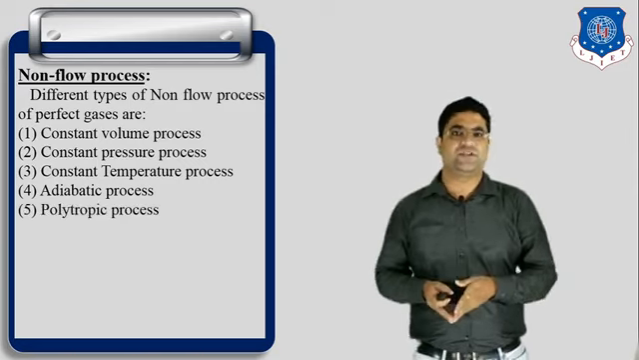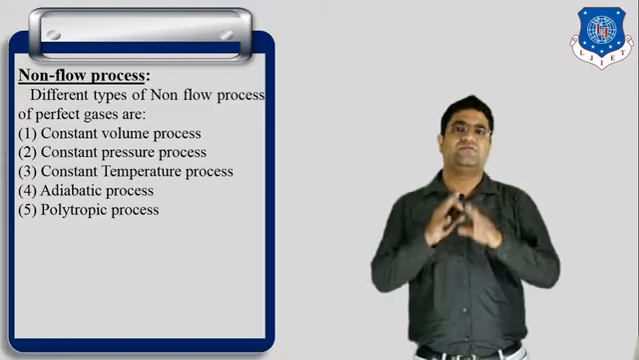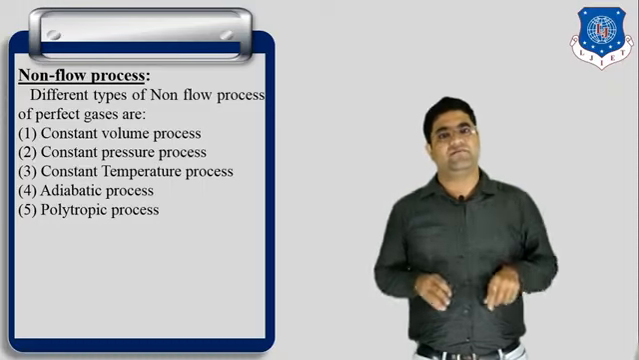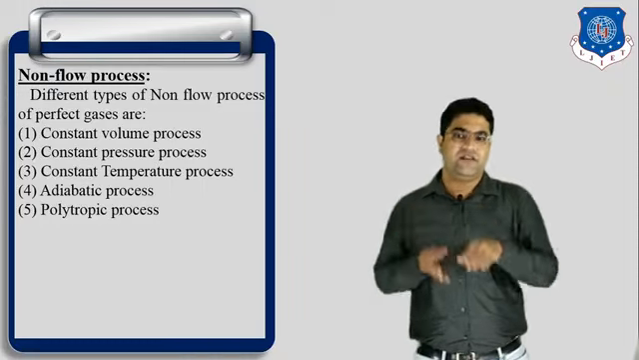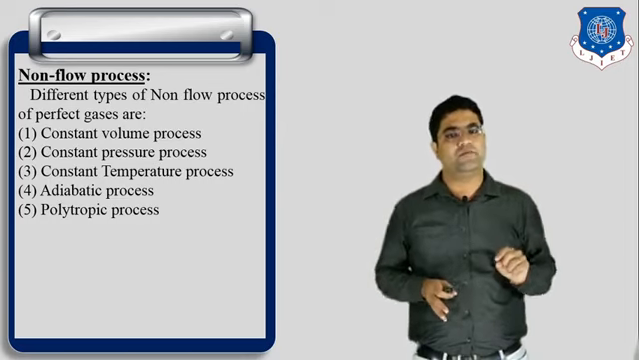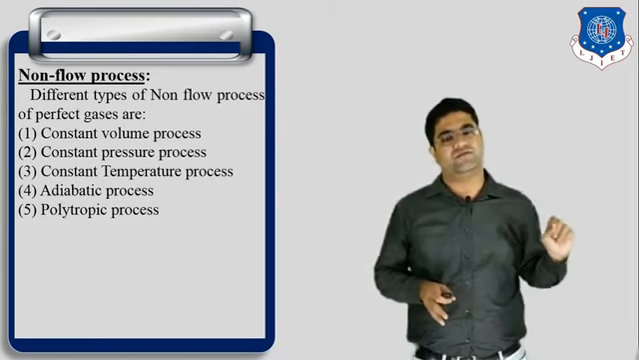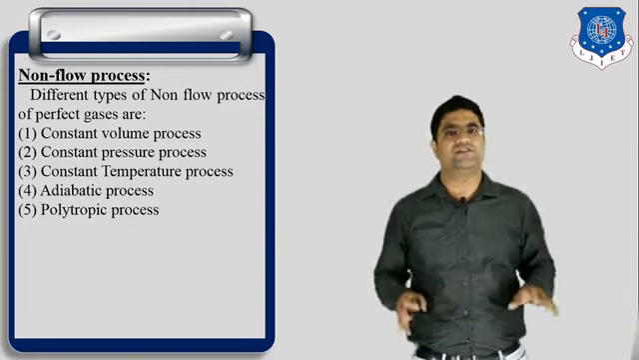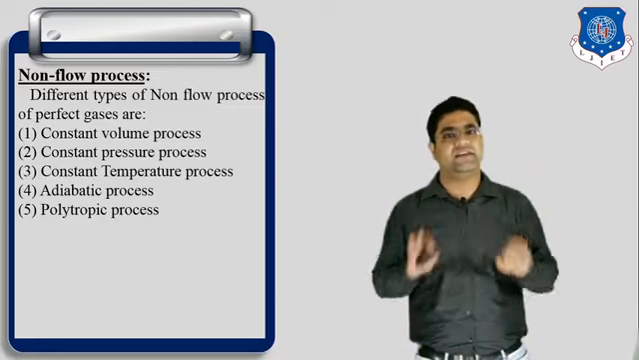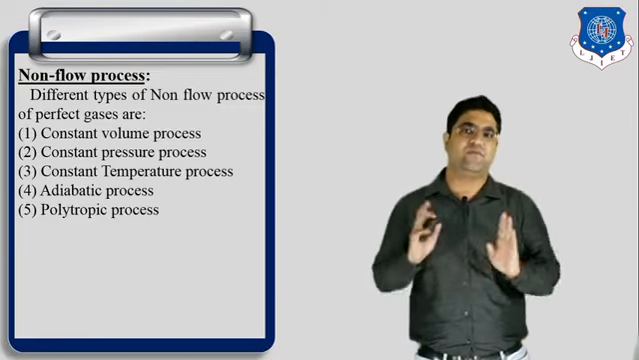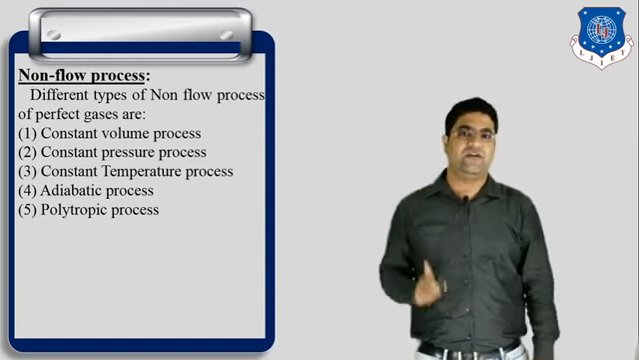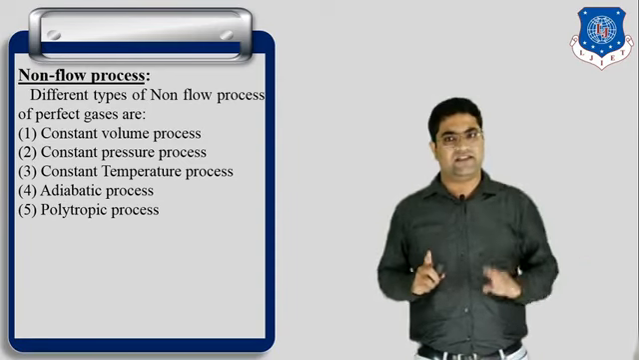Then the last process is the polytropic process. The polytropic process is the real process, in which we will discuss how the real process takes place, and for that we will discuss the polytropic law, that is PV raised to n equals constant. In the polytropic process we will discuss how heat interaction, work interaction and energy interaction take place. So these are the 5 topics that we have to discuss in our next lecture.